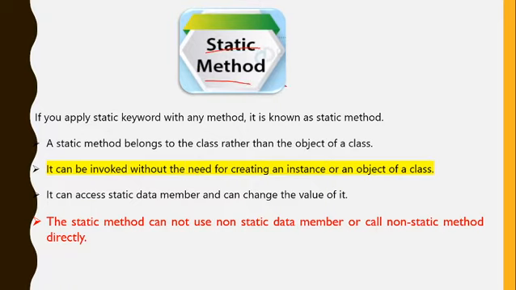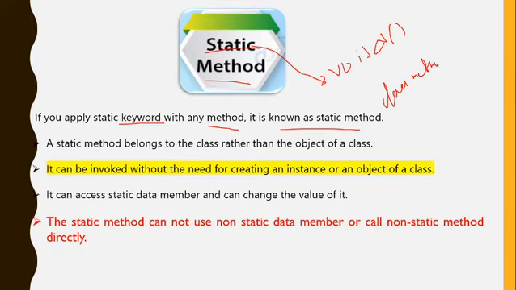If you are declaring a method, suppose I have declared void d. If you use a static keyword here, then it becomes a static method. If you are using a static keyword with any method, it is known as a static method, or also known as a class method.